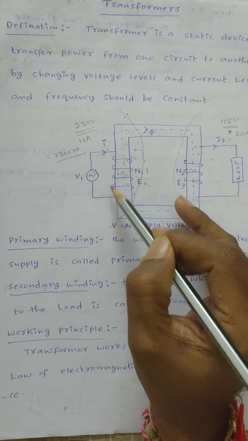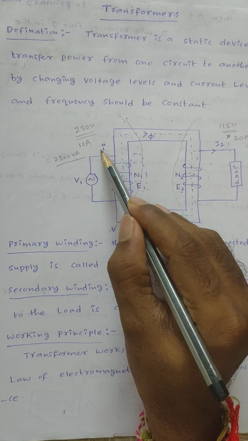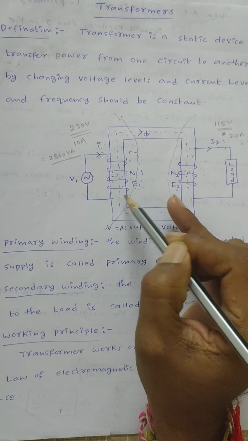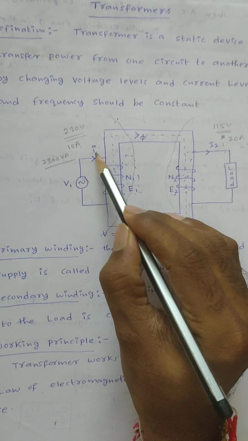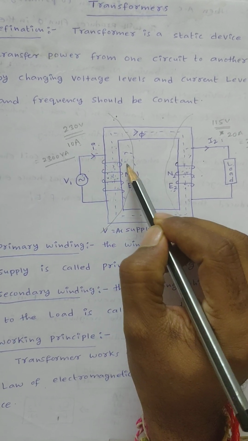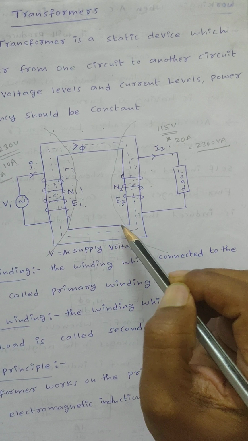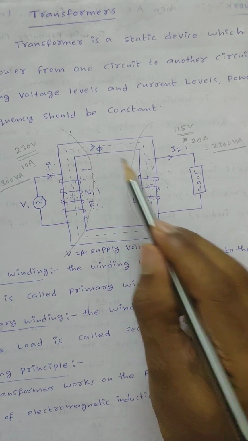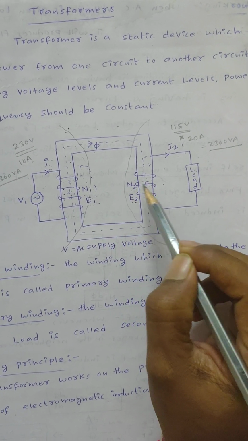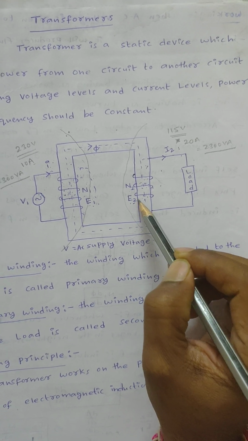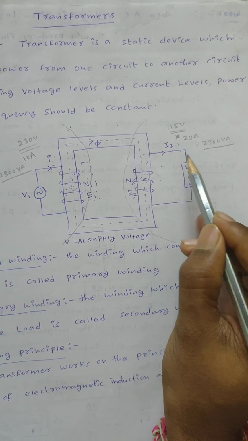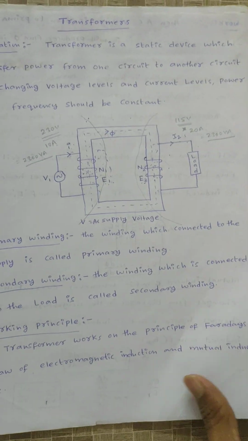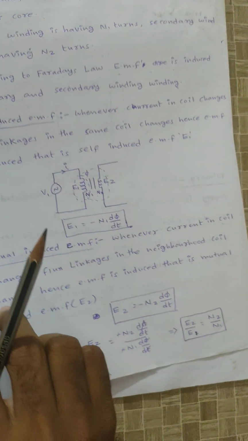That EMF is known as self-induced EMF. That is, whenever current in a coil changes, flux linkage in its own coil changes, hence EMF is induced. That is self-induced EMF. Now see here, whenever current in one coil changes, flux linkage in the other coil changes, N2 into phi, hence EMF will be induced. That EMF is known as mutual induced EMF. Because of this induced EMF only, current I2 is flowing in the secondary winding. That is about the working of a transformer.